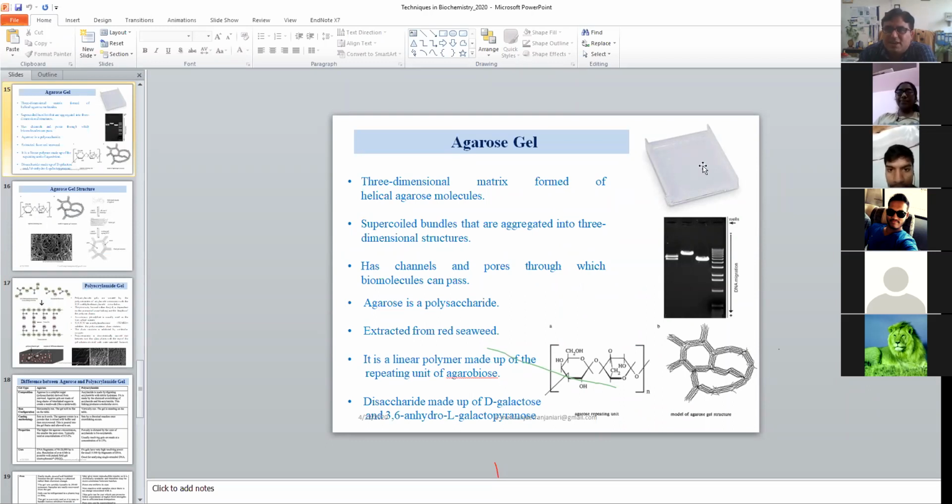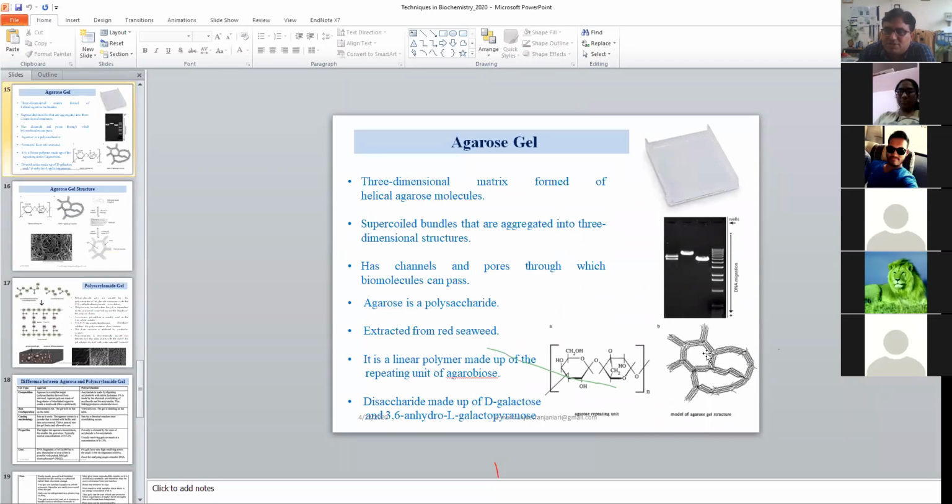So this is the casted agarose gel. This is the separation of the DNA molecule on the gel. On the left hand side, you see the subunit of the agarose gel, which is called agarobiose, and this is the SEM structure of the agarose gel. It has a 3-dimensional matrix, which is important, formed of helical agarose molecules. It is basically a supercoiled bundle that aggregates into this 3D structure.